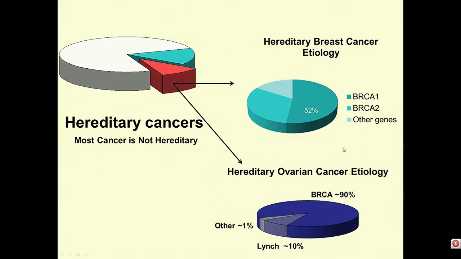When we look at the genes that are involved in hereditary breast cancer, BRCA1 and 2 account for the vast majority of hereditary breast cancers. This little light blue piece of the pie here represents other genes, and we'll also talk about those. With regard to ovarian cancer, BRCA1 and 2 again account for the majority of hereditary breast and ovarian cancer, with the Lynch syndrome genes accounting for another 10%, and a handful of other genes accounting for another 1%. And we'll talk about those genes briefly as well.